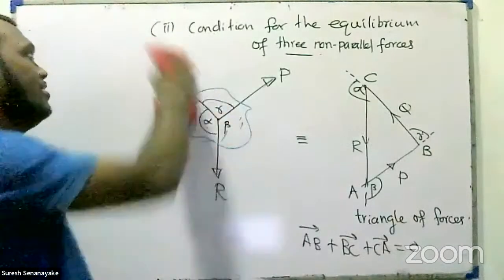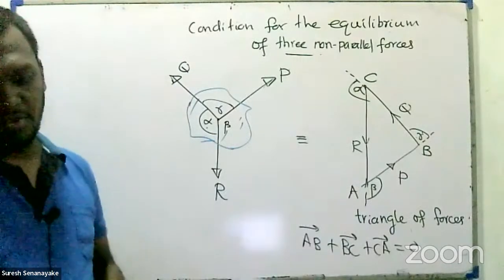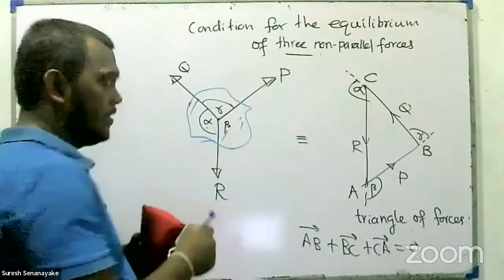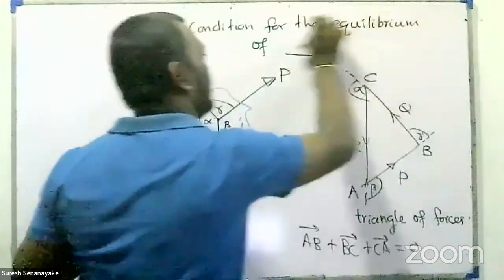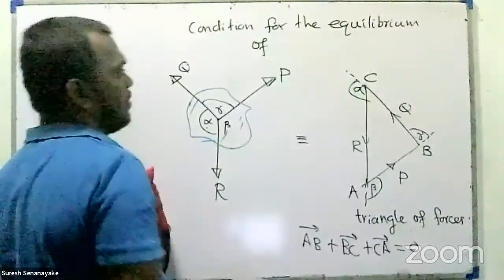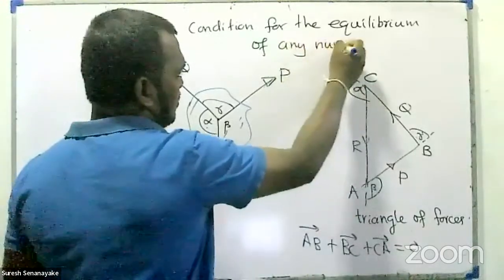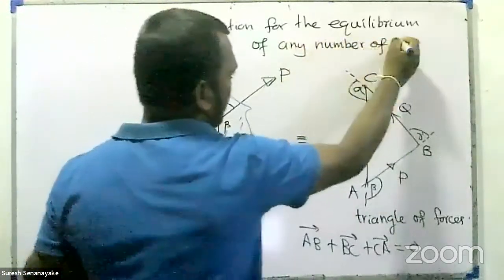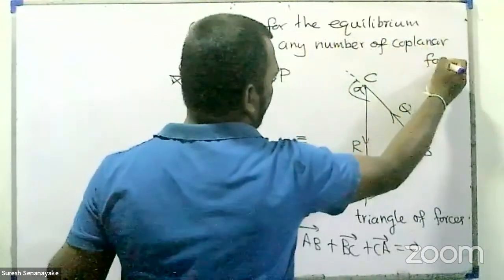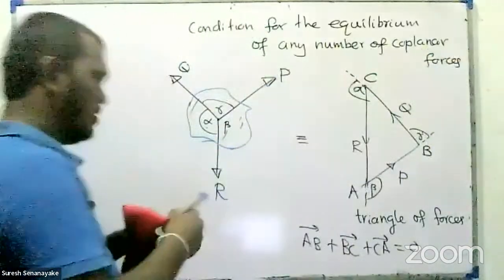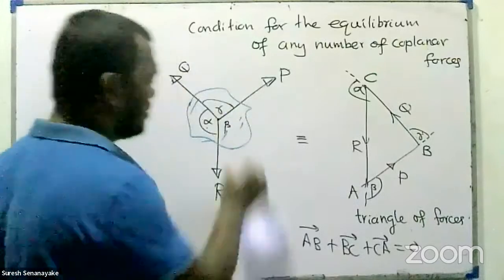Then write the last one: the condition for the equilibrium of any number of coplanar forces. Here we will start with the coplanar forces. This is the condition for the equilibrium of any number of coplanar forces. I will erase this one, right? Sure, I'm not going to erase.